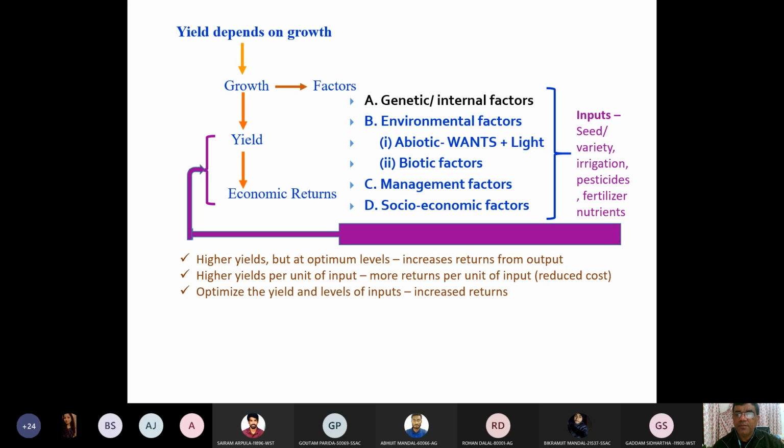So in this case, we want a combination of the inputs or level of inputs. So in this case, I'm not teaching you complete economics or agricultural economics. I will restrict myself here only to the fertilizer input: the relationship of fertilizer input or nutrients to the yield of the crops.